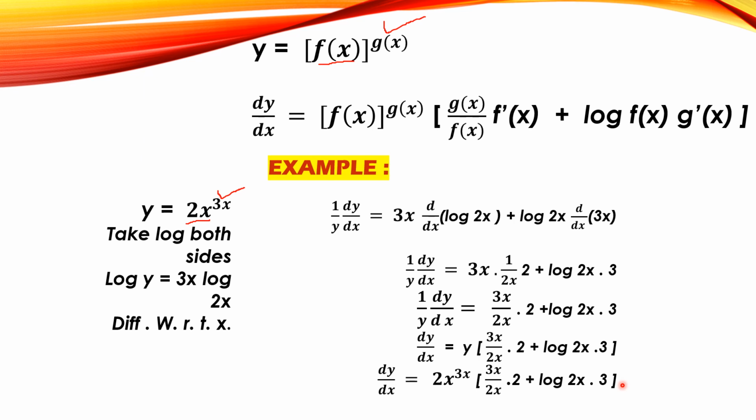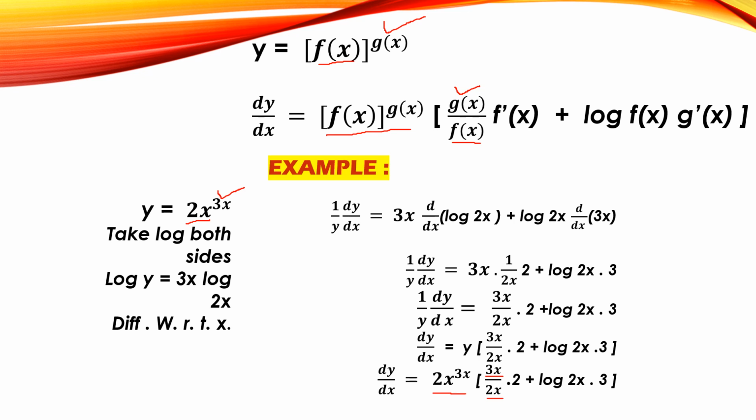Now let us compare it with the formula I told you in the beginning. What does this formula say? First of all, in the answer, write the question as it is, f x power g x. My answer also has 2x power 3x as it is. Now the bracket starts. In the numerator you have power divided by base. The power is 3x, divided by the base, which is 2x, multiplied by f dash x.